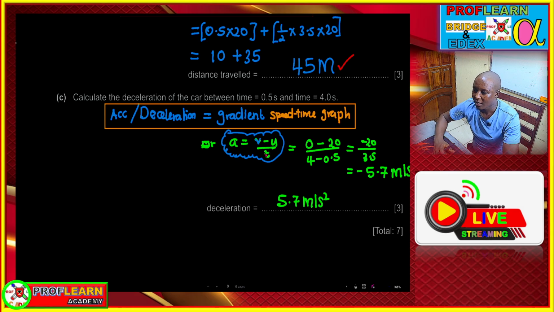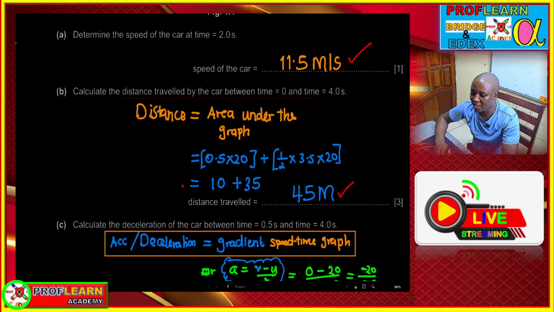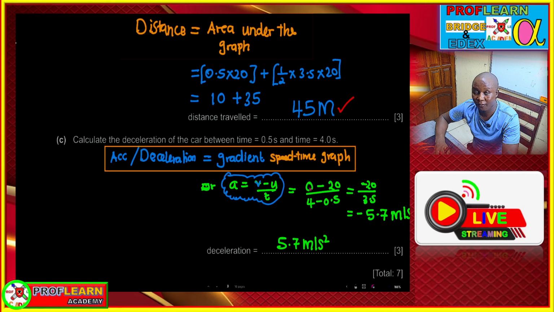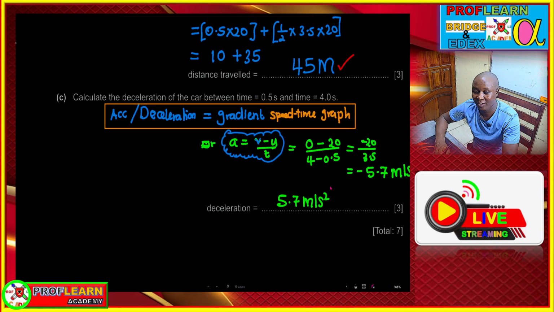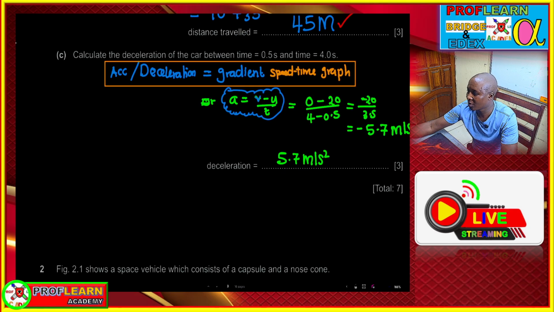So in this case, if we are finding deceleration from 0.5 to 4, this velocity that we have here will be our initial velocity. Final velocity will be 0, because this point corresponds to a velocity of 0. So that's going to be final minus initial: 0 is the final minus 20, which is the initial velocity, and time is 4 minus 0.5. If you work it out, you are going to get your answer being equivalent to 5.7 meters per second squared.